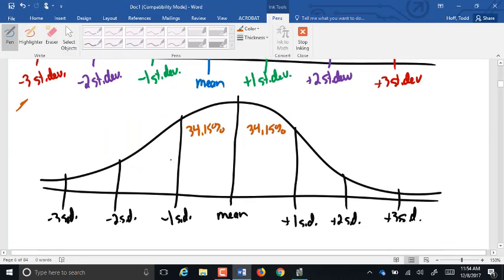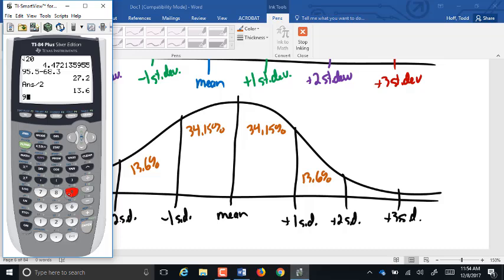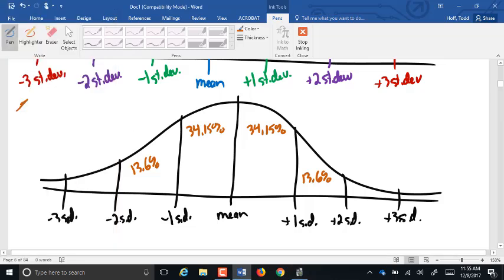What that gives us then is between 1 and 2 standard deviations is 13.6% on either side. Which gives us from 2 to 3 on either side is 2.1% of the data. And then outside of 3 standard deviations is 0.15% on either end.